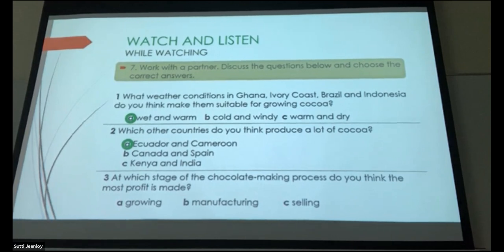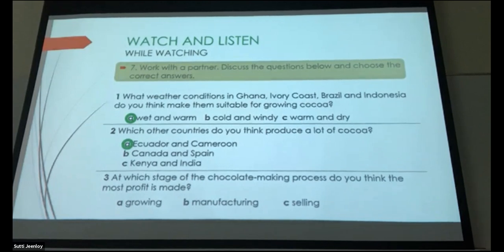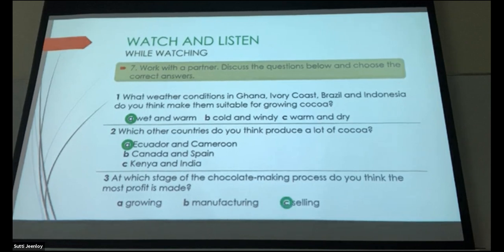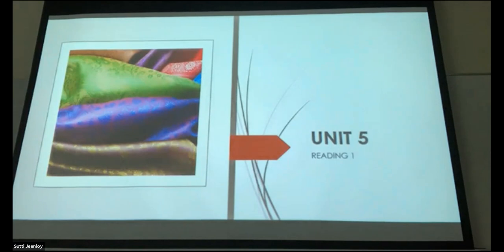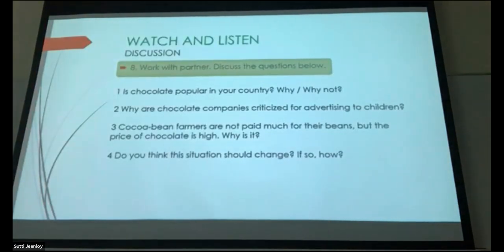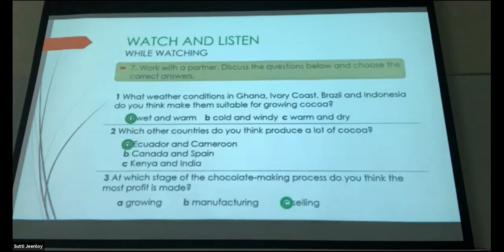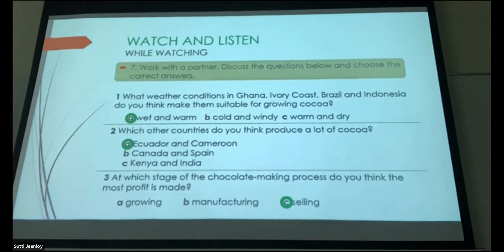Now, number 3, at which stage of chocolate making process do you think the most profit is made? Profit? Of course, it will be selling, right? Because it's a process where you get the money, right? That's how you make profit. Actually, maybe in the reading one, we will also talk about something that involves manufacturing as well, right? So maybe you have to think about this first.